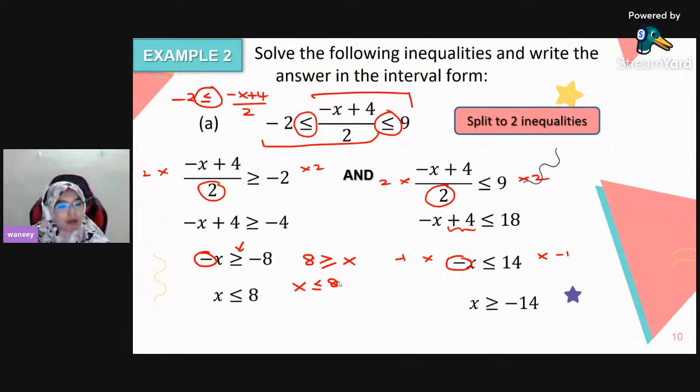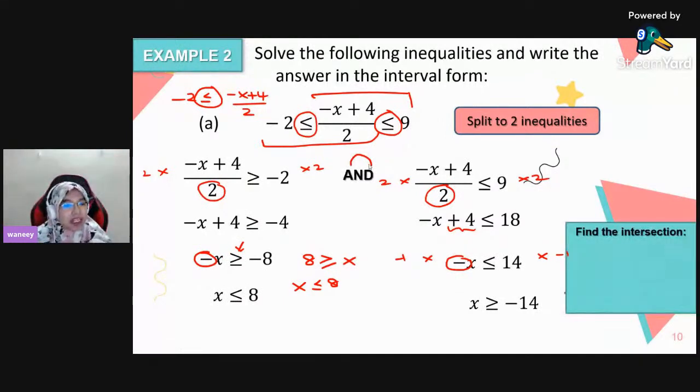Okay. Right, so now we have the answer on the right hand side, x greater than or equal to negative 14, and the answer on the left hand side, x less than or equal to 8. So what we should do next is find the intersection between these two answers. Okay, so draw one number line, we have to find the intersection. So number line, negative 14 is on the left, 8 is on the right hand side.